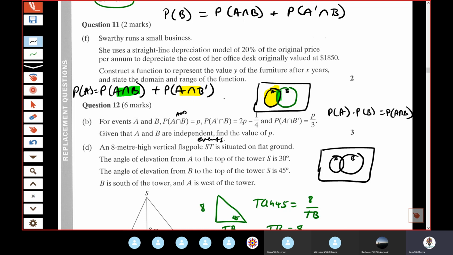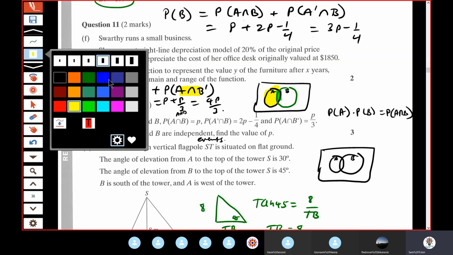Anybody have any questions before I start this? Then probability of A and B is P. Probability of not A and B is 2P minus a quarter. Simplify this: 3P minus a quarter. Do the same thing with this one. Probability of A and B is P, and then A and not B is P on 3. So P plus P on 3 should give you 4P on 3. Right? Any questions?